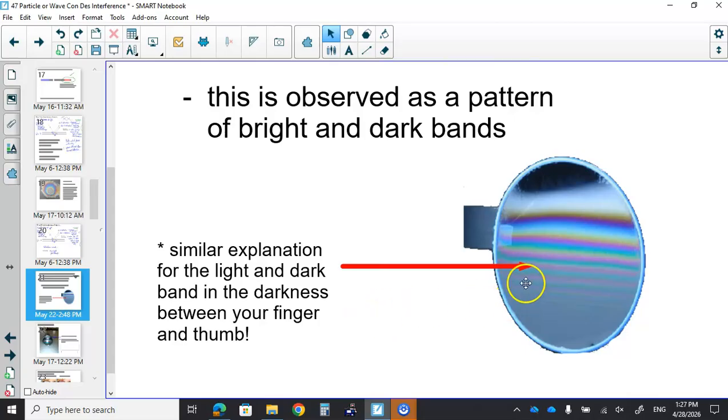Yeah, pattern of bright and dark bands. So at all these different thicknesses, we have spots where green light is constructively interfering on reflection, and so on and so on. It's just a continual change of the thickness, which is causing those bands.